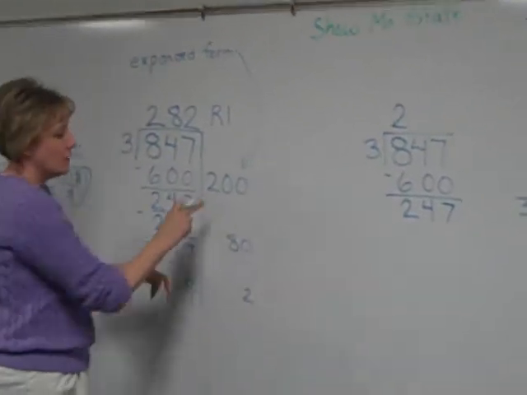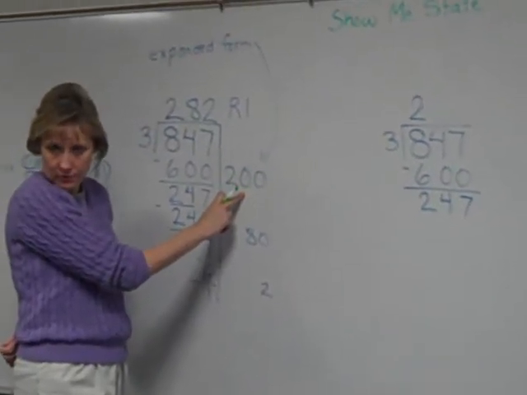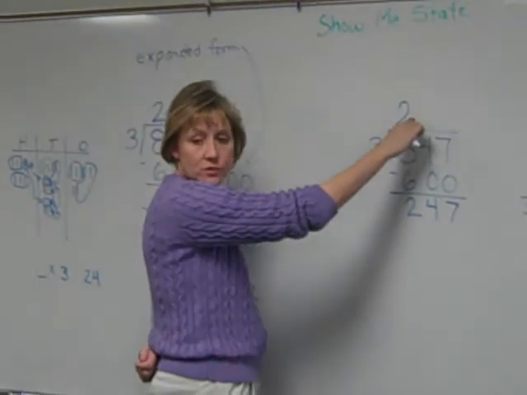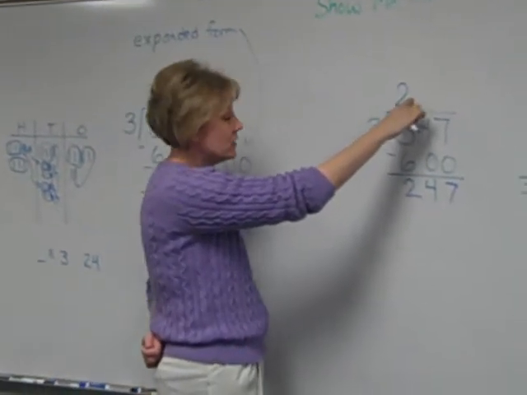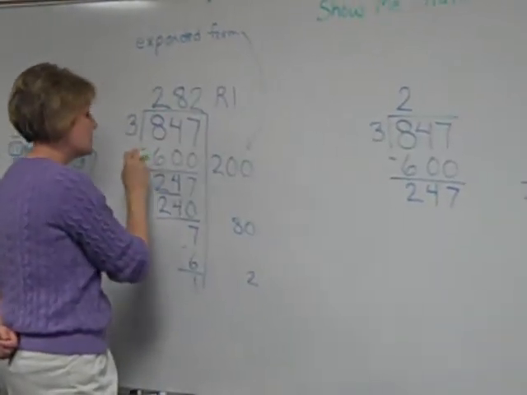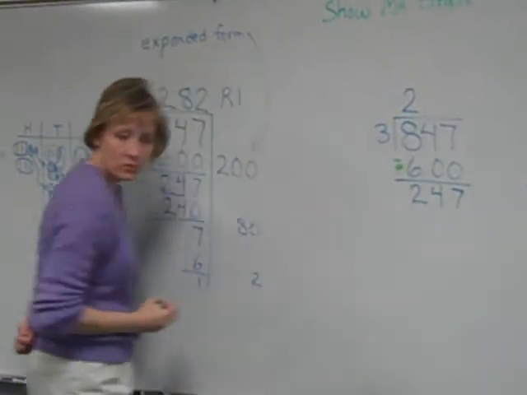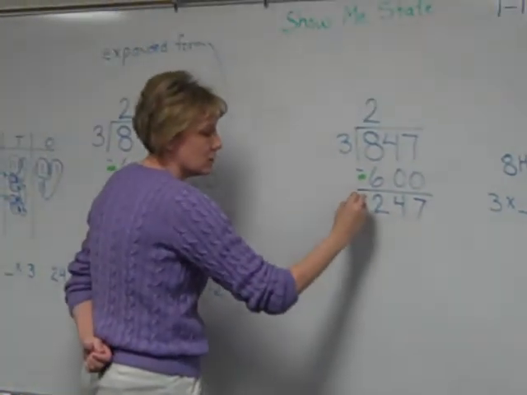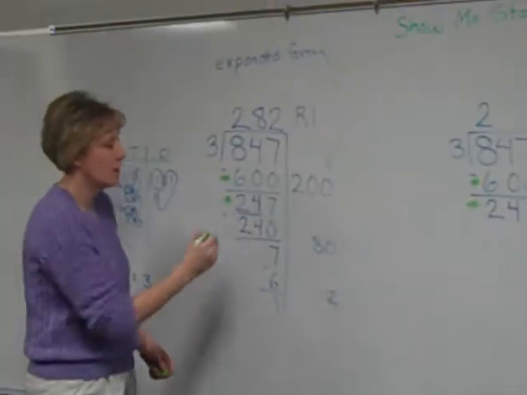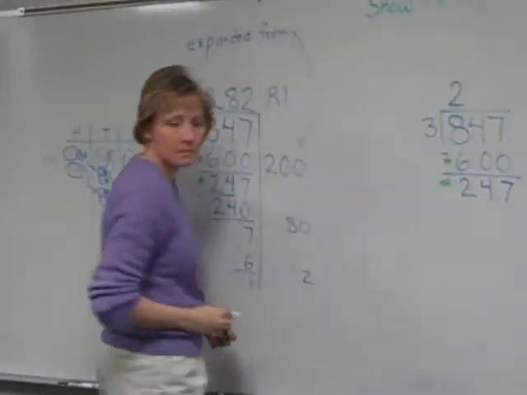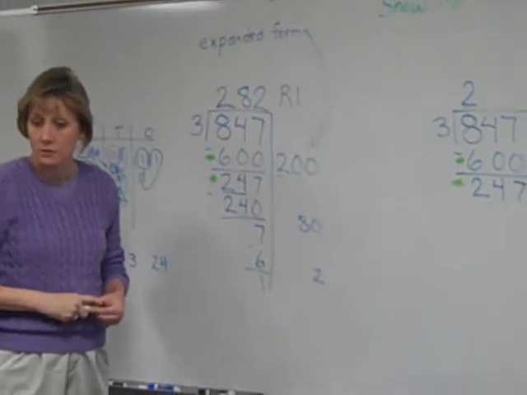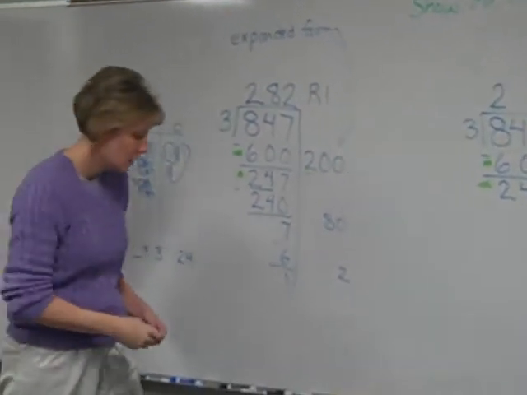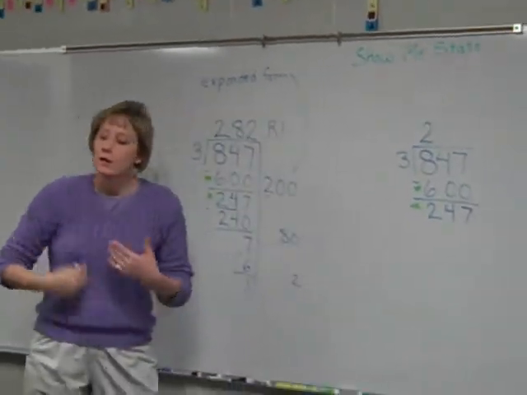It's the same thing. I have a 200 written here. Here I have a 2 in the hundreds place, so it's 200. 600 here, 600 here, 247 here, 247 here, okay? And there's my 2. Pretty similar, isn't it? Okay, let's keep going.